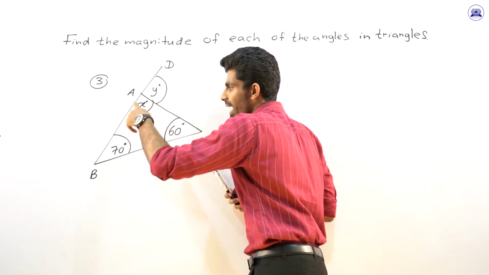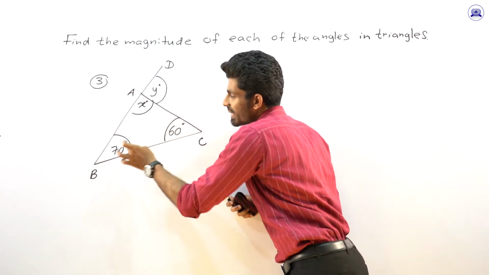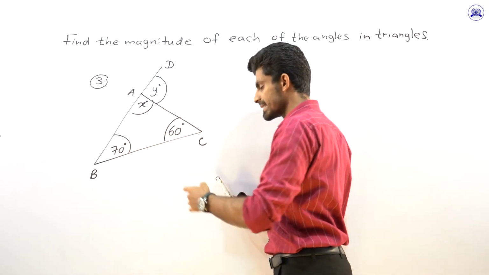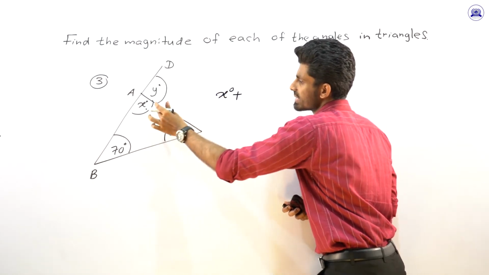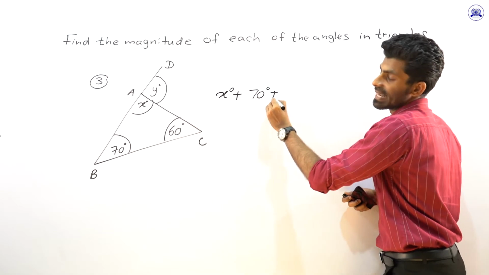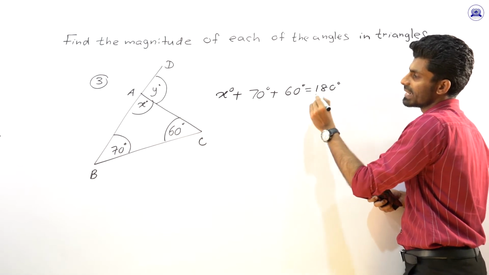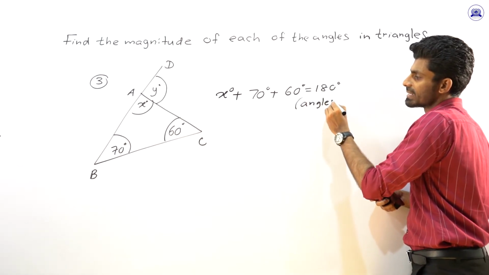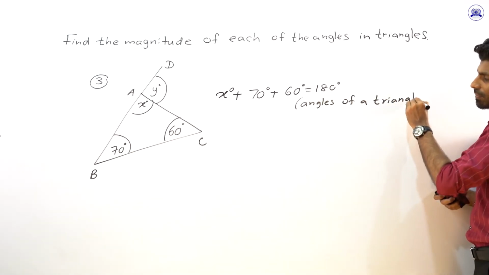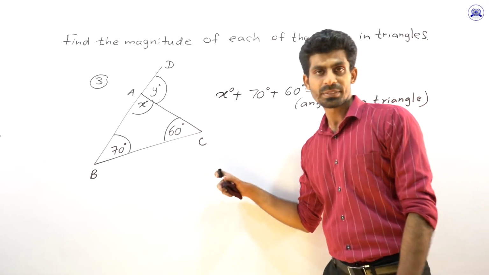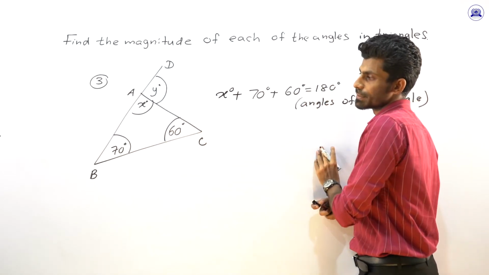Just look at the x. I'm just considering triangle ABC. No need to worry. x, 70 and 60. Let's discuss that one. x plus 70 plus 60 equals 180. So, angles of a triangle. That theorem is very clear now, right? x plus 70 plus 60, all three angles equal 180.